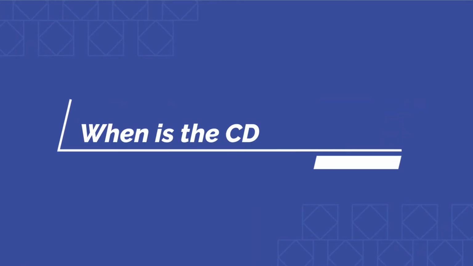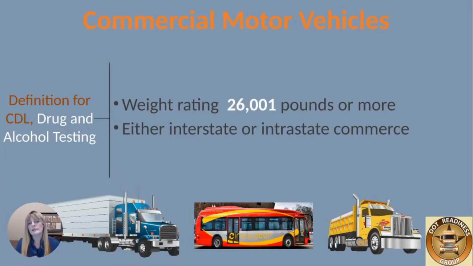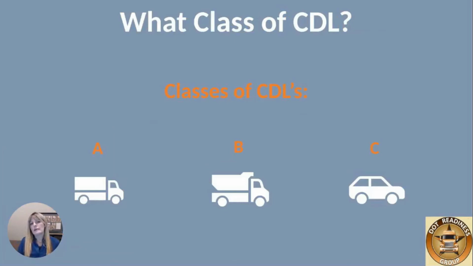Now, for the definition on CDLs, when is a CDL required? The CDL is required at 26,001 pounds or more. So that's either interstate or intrastate, it doesn't matter. Once it hits 26,000 pounds, that's whenever a CDL is required. Now, like I said earlier, check with your state, because there are a few states. I'm going to have a slide that shows a couple of the states and what their actual rule is. But check with your state just to ensure that your driver doesn't need maybe a Class E, Class F, Class D license. But here's the different classes. We have Class A, we have Class B, we have a Class C CDL.